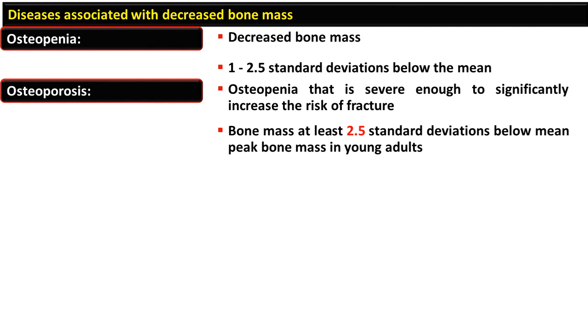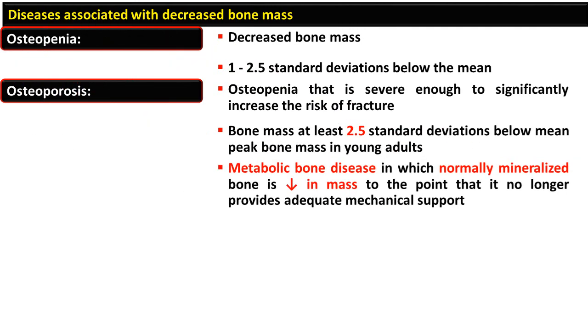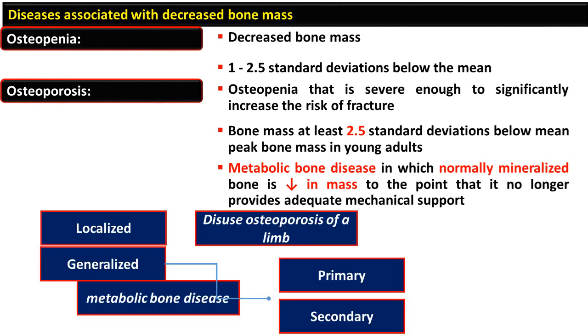Okay, so the extent of bone loss is an important parameter. So now you can say that osteoporosis is a metabolic bone disease in which the bone is normally mineralized. So it is not a defect of bone mineralization, it is basically a decrease in bone mass, and due to the decrease in bone mass, the bone is weak enough that it cannot provide mechanical or structural stability.